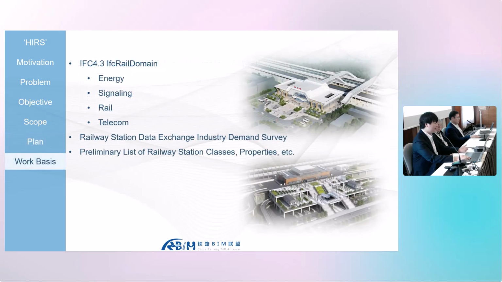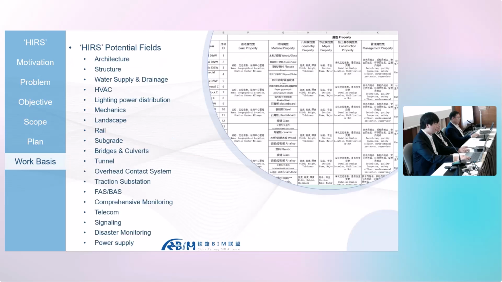And next, I will talk about our work basis. We work based on the experience of IFC 4.3 and the Railway Data Exchange Industry Demand Survey, and a list of railway station classes, properties, and extra. Here we can see we have a lot of fields within the railway stations: architecture, structure, water supply, lighting, and extra.